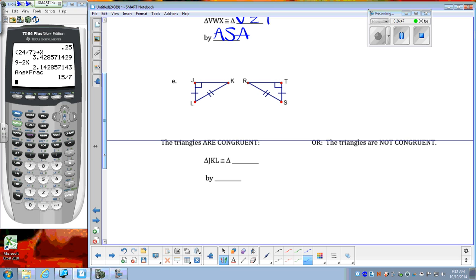Letter E, I have a right angle. I know that KL is congruent to RS. With a right angle, I can also refer to this as my hypotenuse. And then I know that JL is congruent to TS, so I label that with an S. Since it's a right angle, I can also label it as an L.